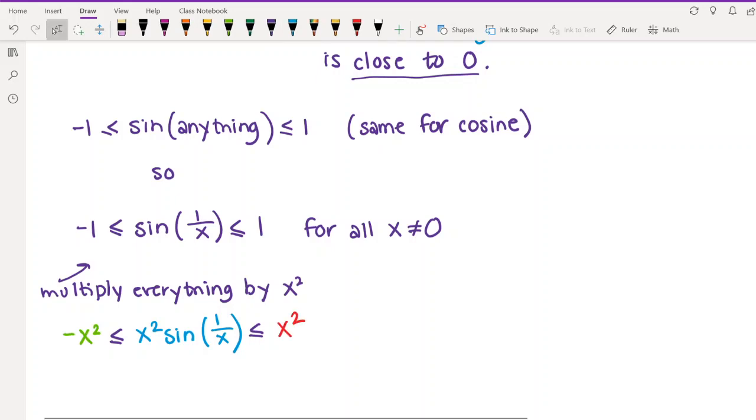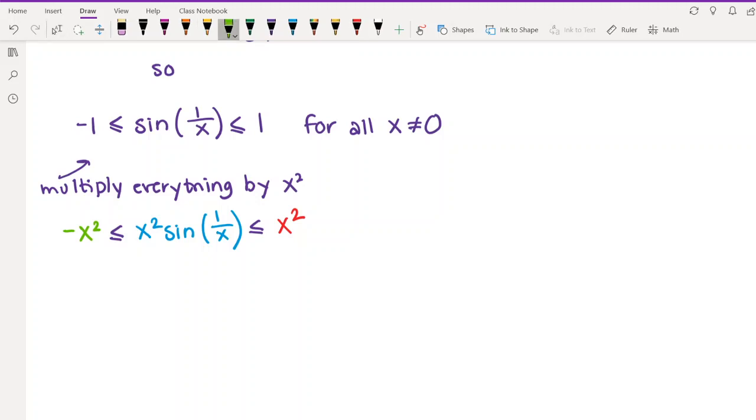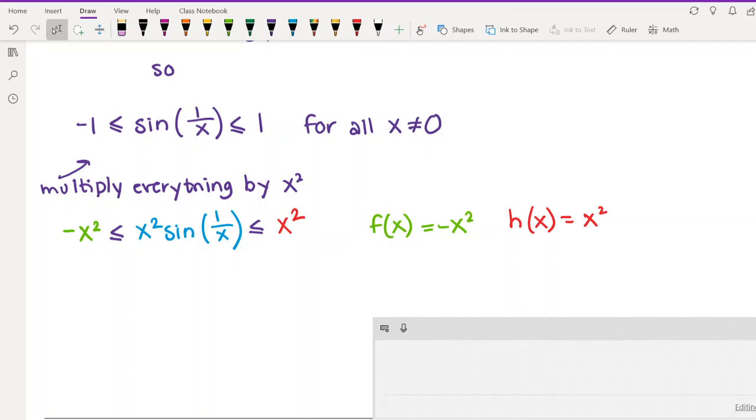So we just found our top and bottom functions to squeeze x squared times sine of 1 over x. So what are those 2 functions? They're f of x is equal to negative x squared, and h of x is equal to positive x squared, right? That's our bottom and our top function. So what do we have to do next? The first step is, again, figuring out what are the functions that you can squeeze your function between. So we figured that out.